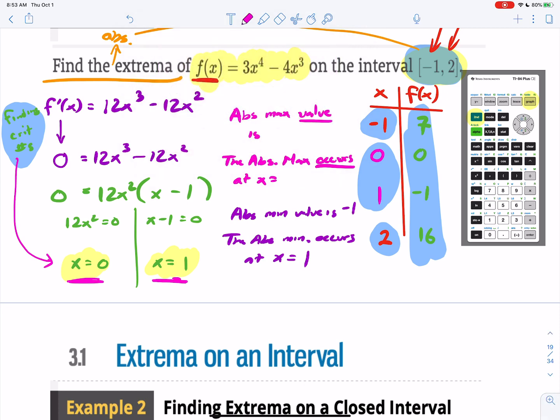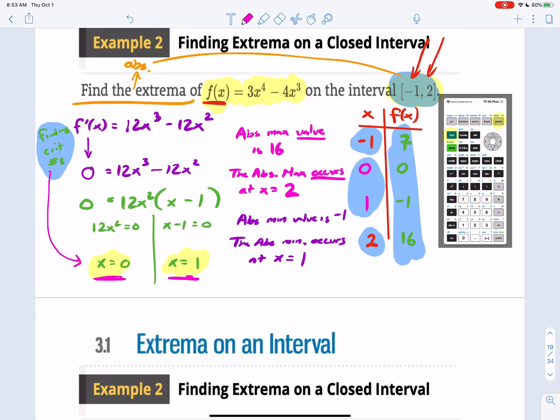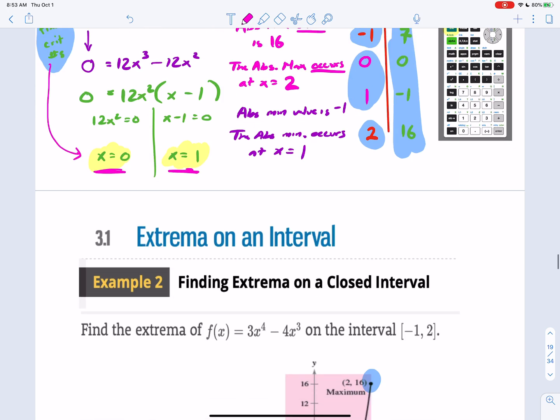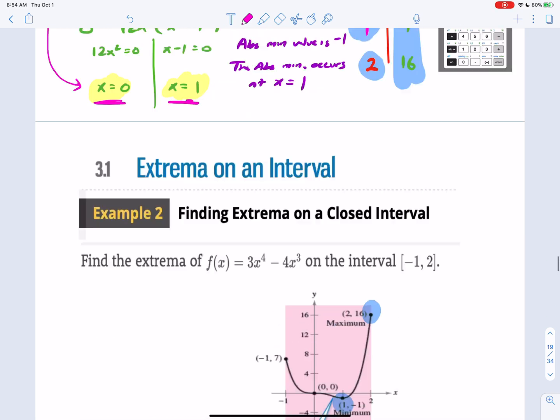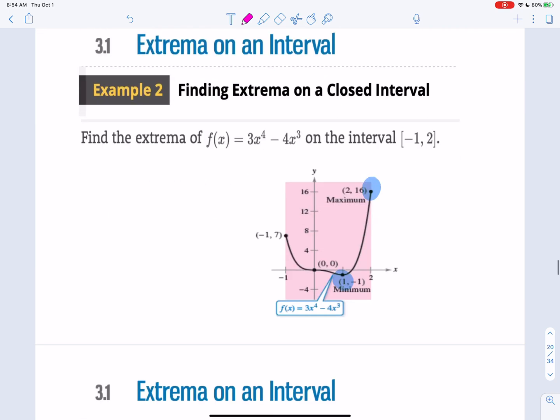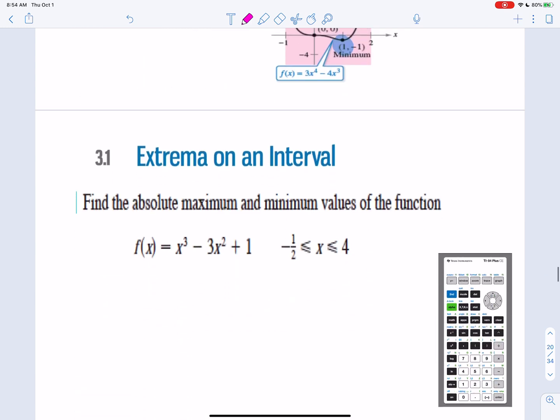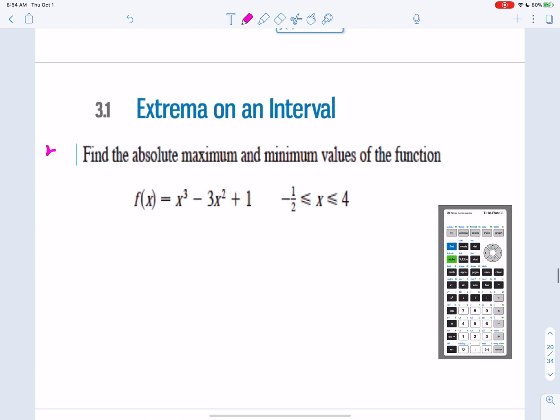The absolute maximum value is 16, and it occurs at x equals 2. Whoops. Okay? But nevertheless, the same process. So you found that analytically, but here it is graphically. Let's try another one. Here's part B. Try it out. Go as far as you can. And then press play whenever you need to.